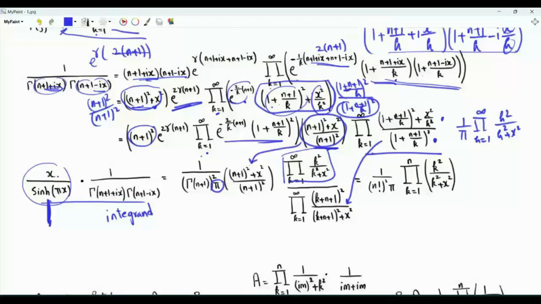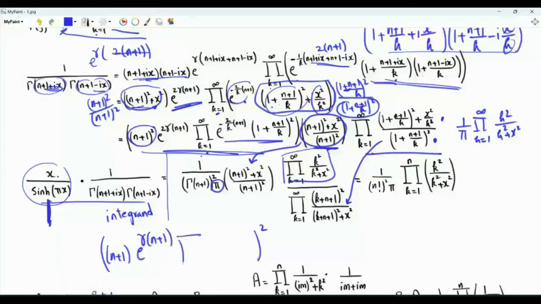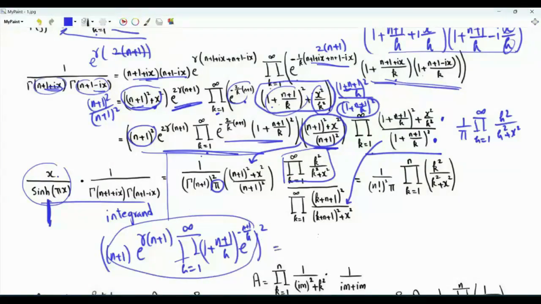I write down this product in the denominator after multiplying upstairs and downstairs by k squared. This ratio is here. What about this bracket? This bracket is the square of n+1 e to the gamma n+1 product k from 1 to infinity, 1 plus n+1 over k times e to the minus n+1 over k. What we have here is exactly 1 over gamma n+1. Then we square. Gamma n+1 is the factorial of n.